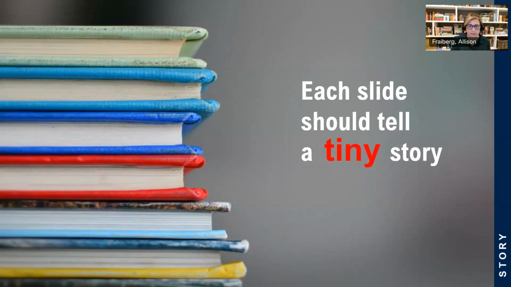There should be a directive. There should be probably a noun and a verb that tells people who's doing what. In this case, my little story is each slide should tell a tiny story. And I'll try to highlight these as we go through.